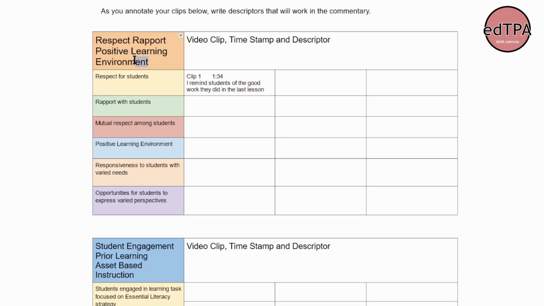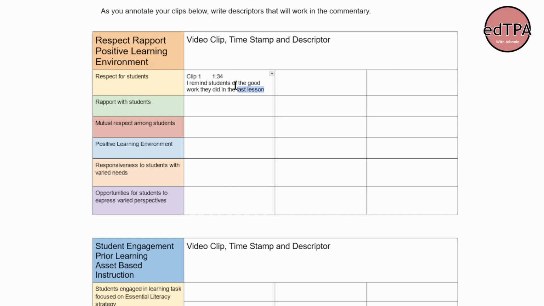Positive and respectful. Respect, rapport, positive learning environment. You can see there's respect for students, rapport with students, mutual respect among students, positive learning environment, responsive to students with varied needs, opportunities for students to express varied perspectives. These are straight from the prompts, and again, they line up with the rubrics.